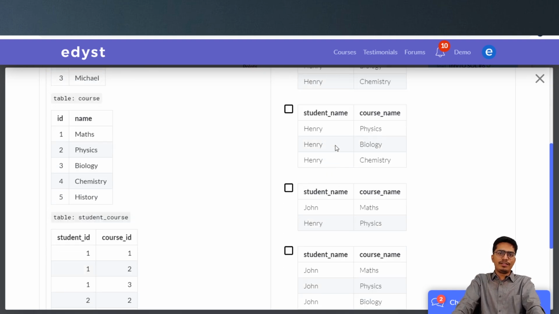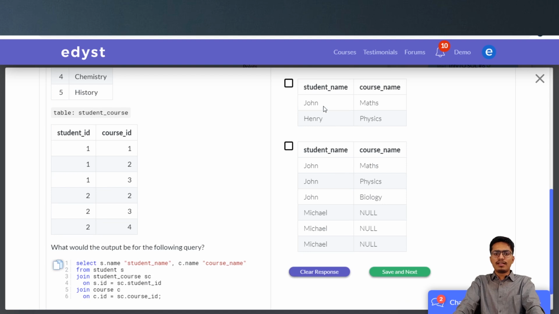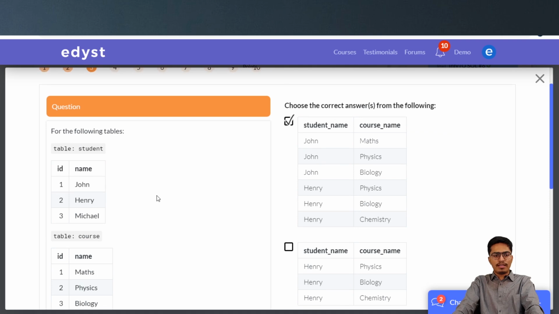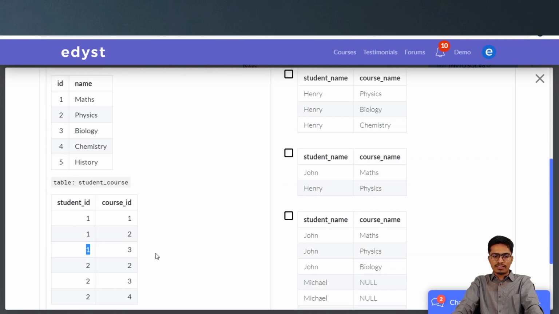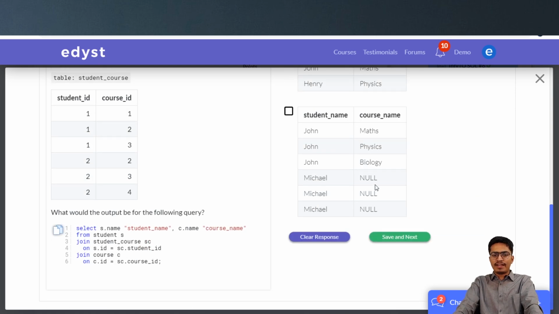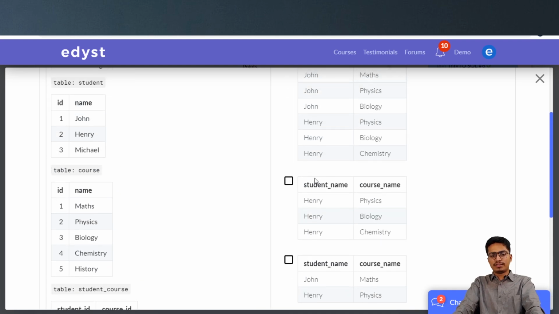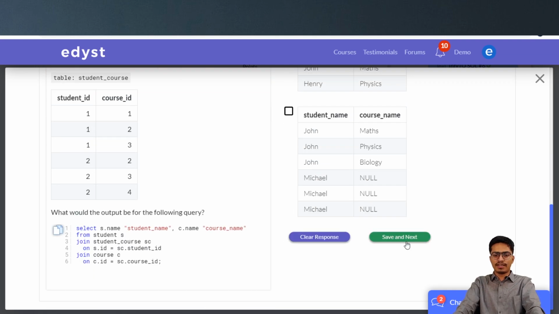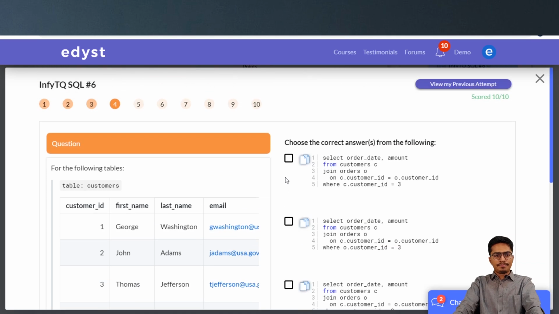Here you don't have any rows by John, so this is not the answer. Again, this is also not the answer because John has taken all 3 subjects, right? Math, physics and biology. So all of those 3 rows are going to come in the final output. And finally here you see course name as null. These are inner joins. They can't have null in them as a result of a join. So this is not the answer, this is not the answer. The first option is the final answer, right?